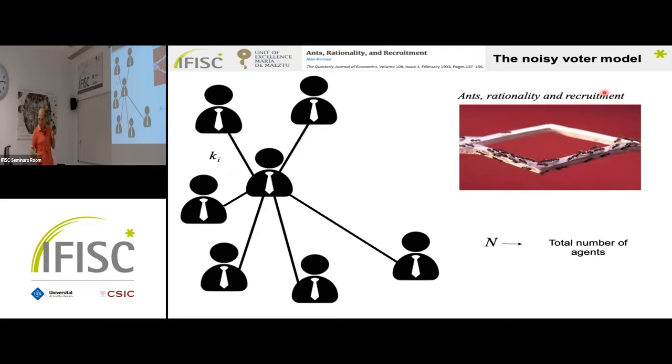Alan Kirman compares the behavior of the brokers to that of ants that can follow two different paths to get the food at the end. Here are the ants, and they need to go here to get the food. They can follow this path or this path. He did experiments with ants and observed switching of the path the ants follow. And then he made this comparison.